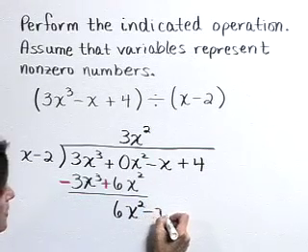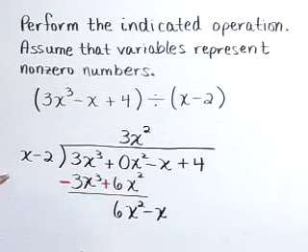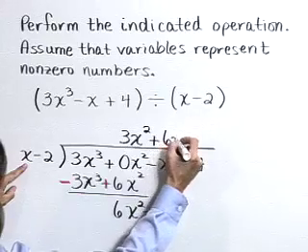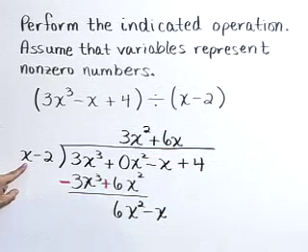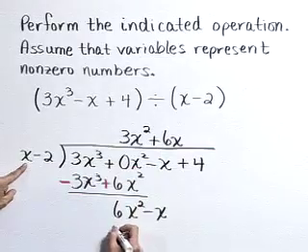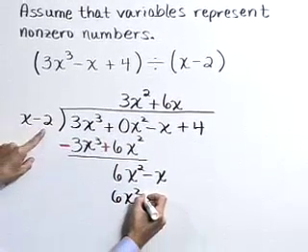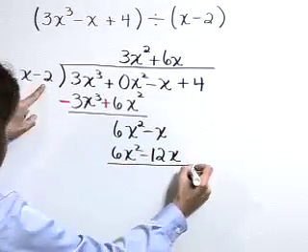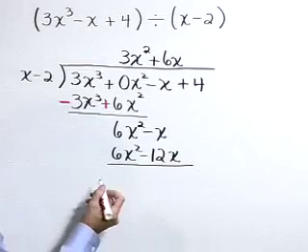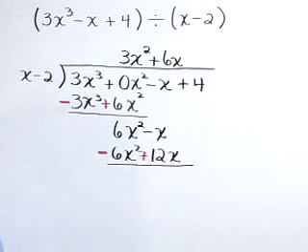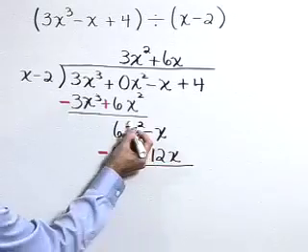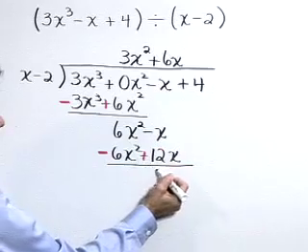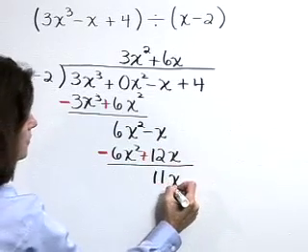Now let's drop the minus x and repeat the process. x goes into 6x squared 6x times. Multiplying back, 6x times x is 6x squared. 6x times the negative 2 is negative 12x. And let's subtract by changing signs and adding. This first column cancels as it should. In our second column, negative x plus 12x is 11x.